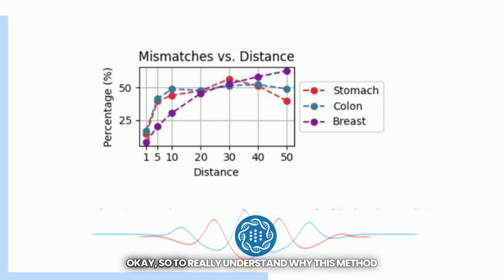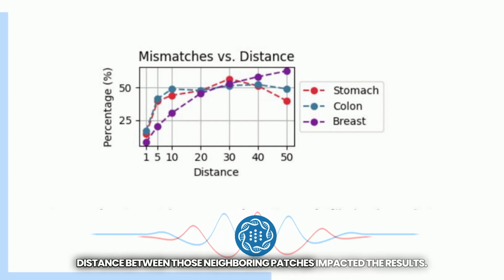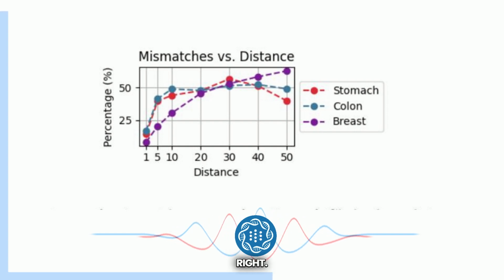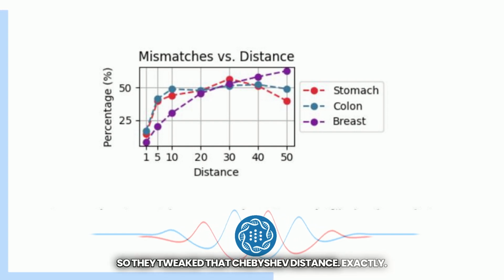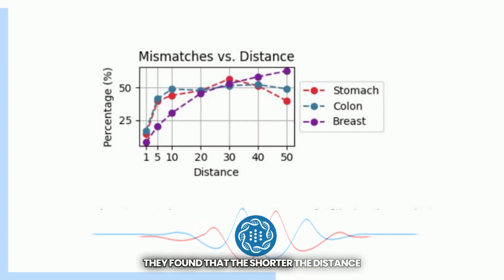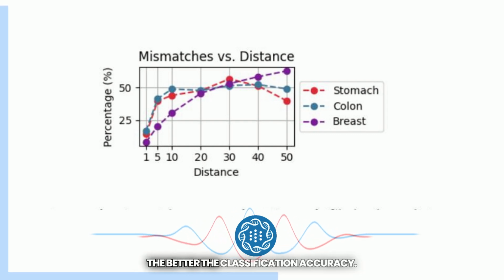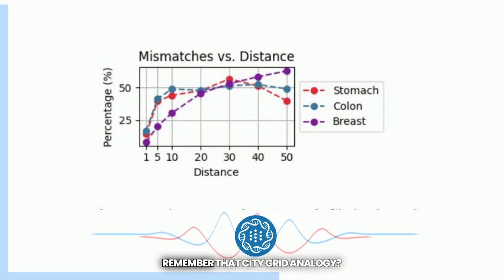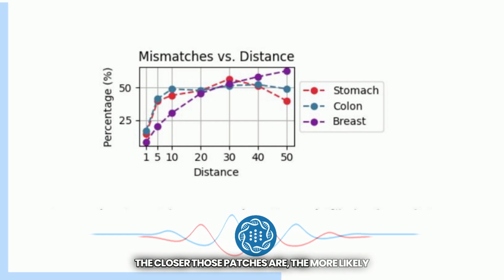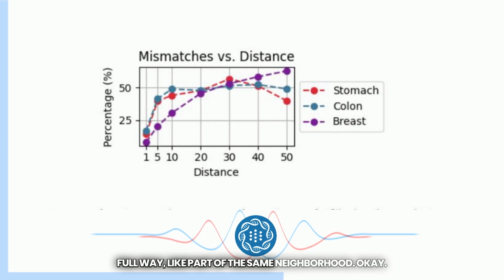Okay, so to really understand why this method works so well, they dug into how the distance between those neighboring patches impacted the results. So they tweaked that Chebyshev distance to see how it affected things. They found that the shorter the distance between the pivot patch and its neighbors, the better the classification accuracy. Remember that city grid analogy? Yeah. The closer those patches are, the more likely they are to be related in a meaningful way, like part of the same neighborhood.